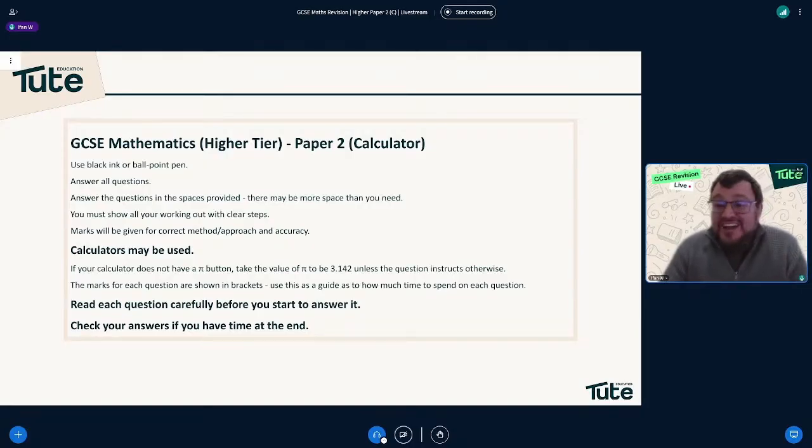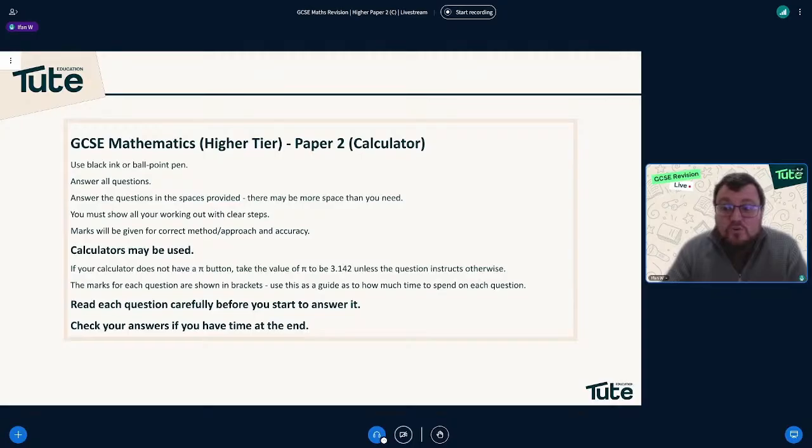Make sure that you have a calculator with you, right? A scientific calculator is best. There are many out there, but I will be showing you a few things on a scientific calculator during this session. Other calculators are fine, but there are shortcuts that you could use with scientific calculators, okay?